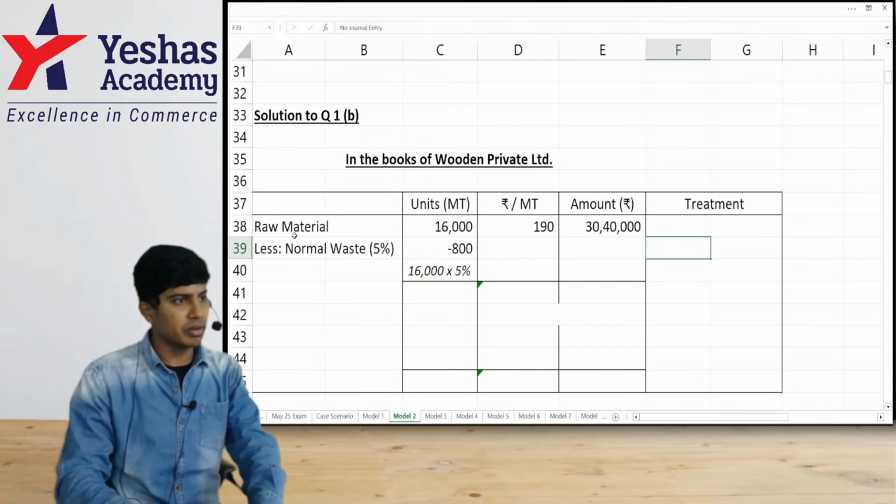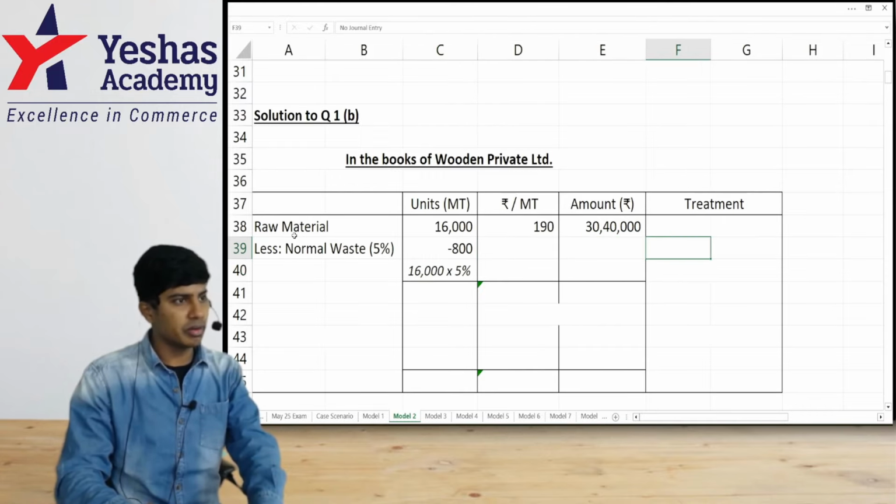There is an accounting entry for this. This amount has to be credited to inventory and debited to P&L. P&L account debit, inventory credit is the journal entry that you would pass, transferring this to your P&L. They have not asked, but if you want, you can identify the rest of the inventory's value. 15,200 minus 150 is 15,050. At 200 rupees is 30 lakh 10,000. This, my friends, is the answer for question 1B in our model paper.